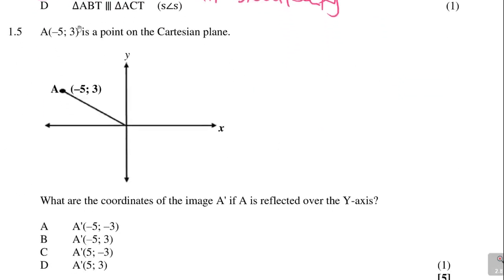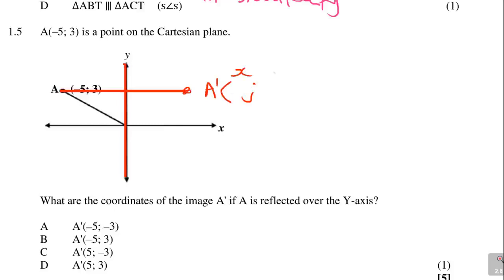1.5. It says A is a point on a Cartesian plane. Then there is that point. What are the coordinates of the image of A if A is reflected along the y-axis? So you reflect this, you must know when you reflect it along the y-axis, y will not change, so it will be somewhere here. Y does not change always. Y does not change. So the reflection or the image, so you will have 2 points.